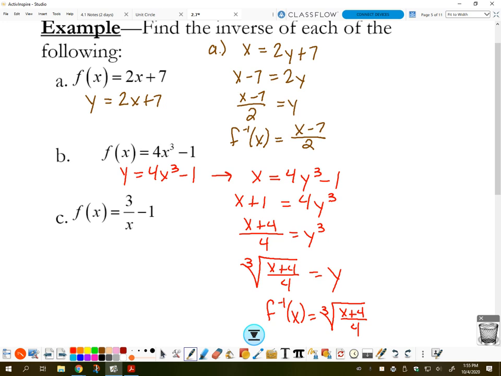All right, so on to part C. Again, we're going to call this y equals 3 over x minus 1. Then we're going to switch x and y. Then we've got to get y by itself, so we're going to add the 1. All right, then we're going to multiply by the y, and then we'll divide the x plus 1.